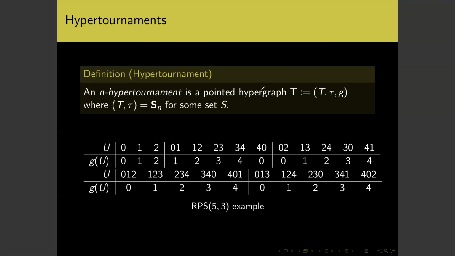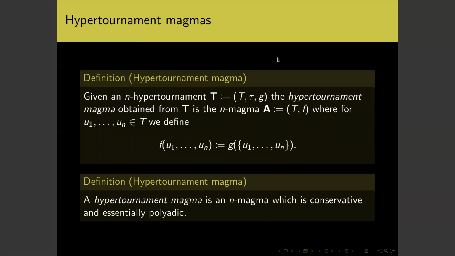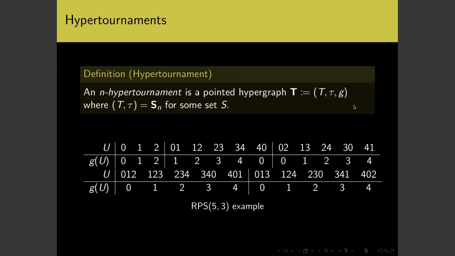And just like in the binary case, we can think of either an N-ary magma as an RPS magma, or we can think of an N-hypertournament as the corresponding object given by this pointing G. Oh, which, by the way, this G is the map that witnesses that the basic operation F of our magma is essentially polyadic. Or it's essentially that map.